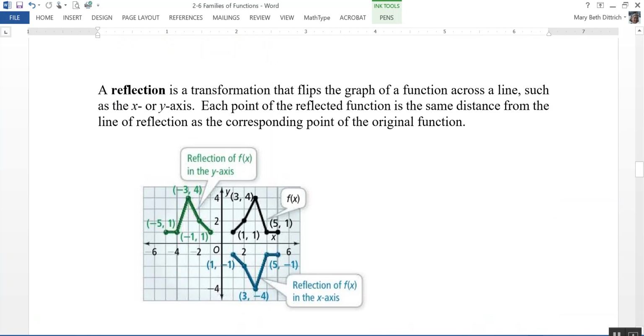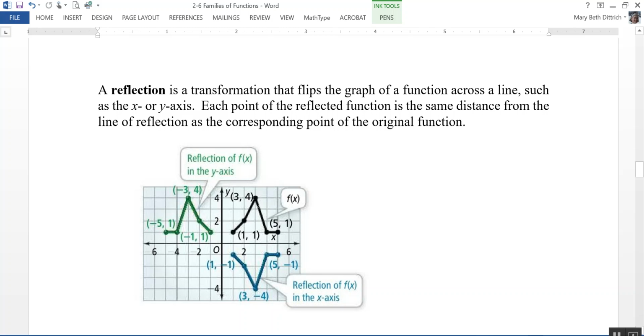A reflection is a transformation that flips the graph of a function across a line, and generally that line is either the x or the y-axis. Each point of the reflected function is the same distance from the line of reflection as the corresponding point of the original function. So let's take a look at this black function here, f of x. When it's reflected in the y-axis, it flips over the y-axis and becomes this green function here. And you'll notice that the distance each point is from the y-axis stays the same. So this point here, 3, 4, is 3 units from the y-axis, as is the point negative 3, 4.